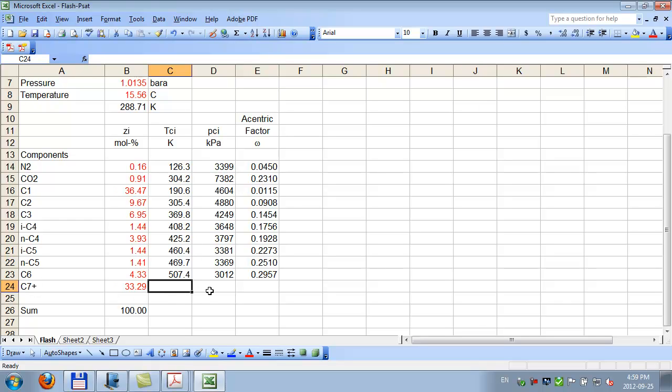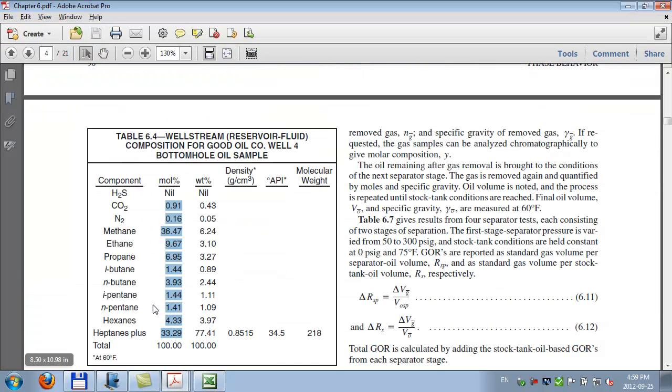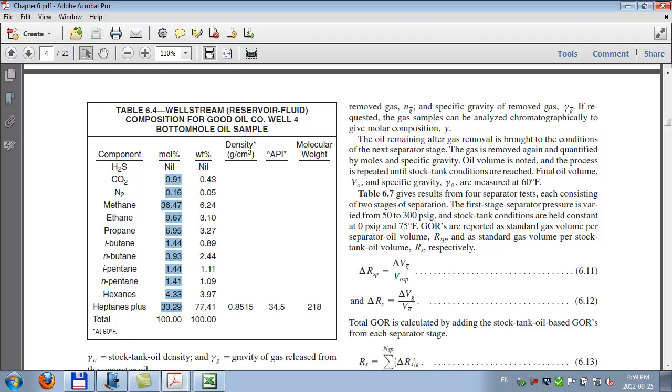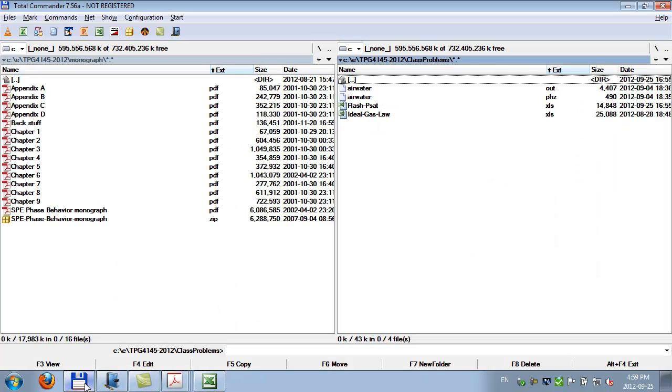And to do that, we're going to go to chapter 5, and we're going to see that the molecular weight of the C7 plus is 218. So I'm going to look for any old hydrocarbon in the book that has a molecular weight of about 218 and look for its critical properties. In chapter 5, table 5.2, there are Katz and Firoozabadi. Remember I told you about them? They gave the table. We'll go into that table now.